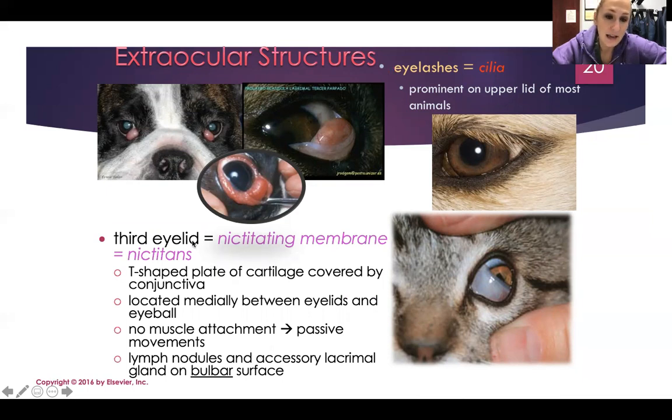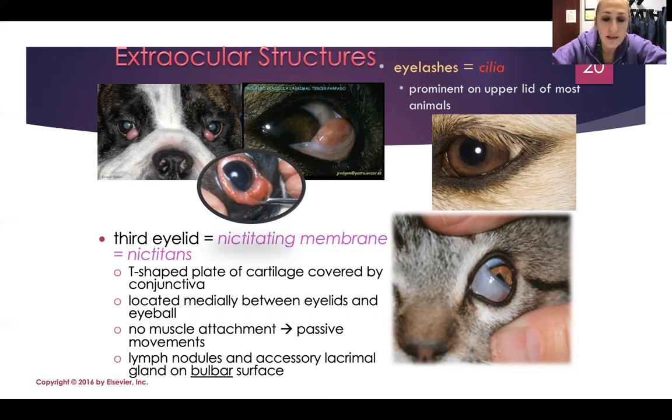A third eyelid, which is the nictitating membrane or nictitans membrane, is a T-shaped plate of cartilage that is covered by its own conjunctiva. There's no muscle attachment, which means passive movements, so it's not skeletal. It's not smooth muscle that becomes autonomic. It is passive movements on its own.